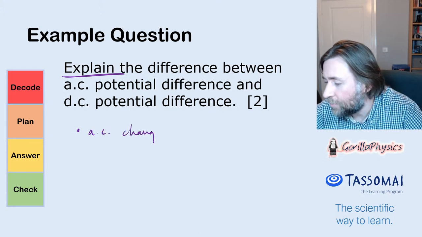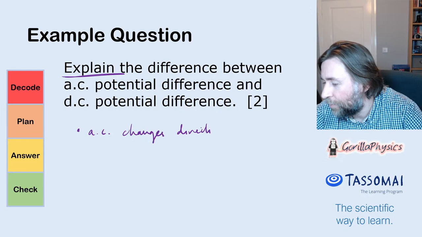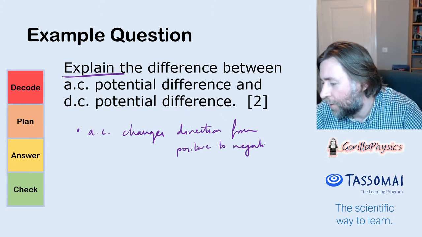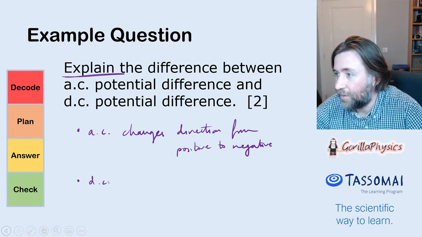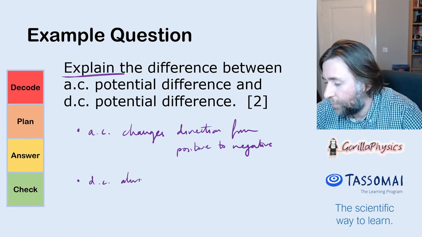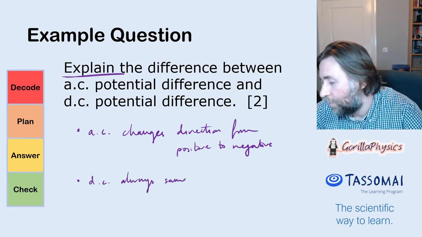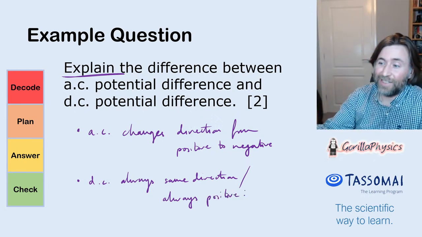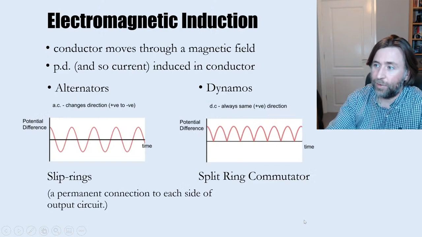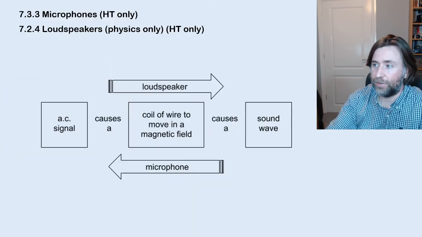changes direction from positive to negative. You can say DC never changes direction, or DC, easiest way to say it, is DC is always positive current. And that's an important point to make, because yes, it is changing the DC in the dynamo, but it's always positive. So it never changes direction.